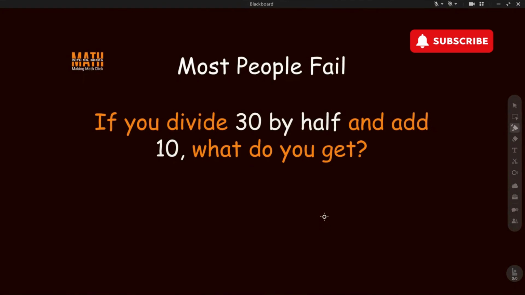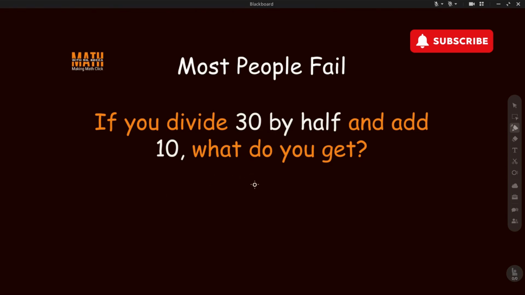Here is a quick one. Most people mess this up. If you divide 30 by half and add 10, what do you get? Take a second. Write your answer below before I show you. No calculators, just your brain.